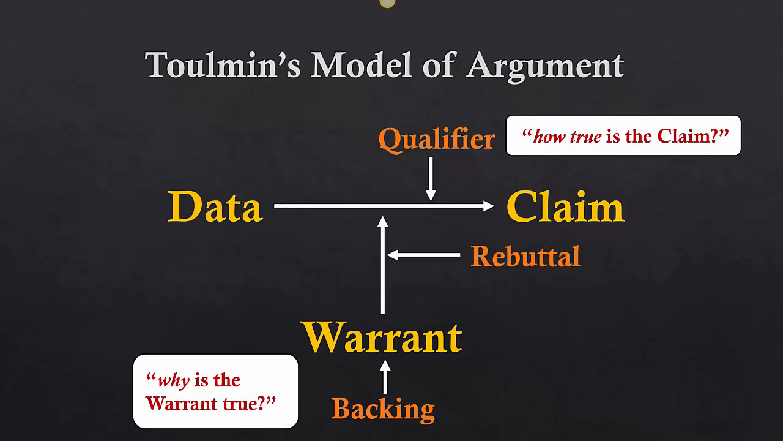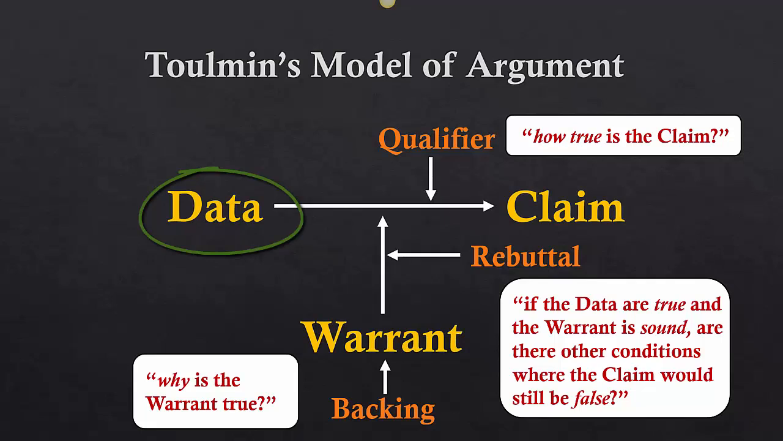The same is going to be true of the rebuttal. Now, if a rebuttal is made, it's going to go right in here because the way to think about the rebuttal is essentially this. If the data are true, in other words, if we're convinced that the evidence is true and we can accept it, and if the warrant is sound, in other words, the logic or the rationale or the reasoning of that premise, if we can agree with that, if it makes sense, so the evidence is true and the warrant's true, are there other conditions where, even though those are true, the claim would still be false? This would be those exceptional conditions.